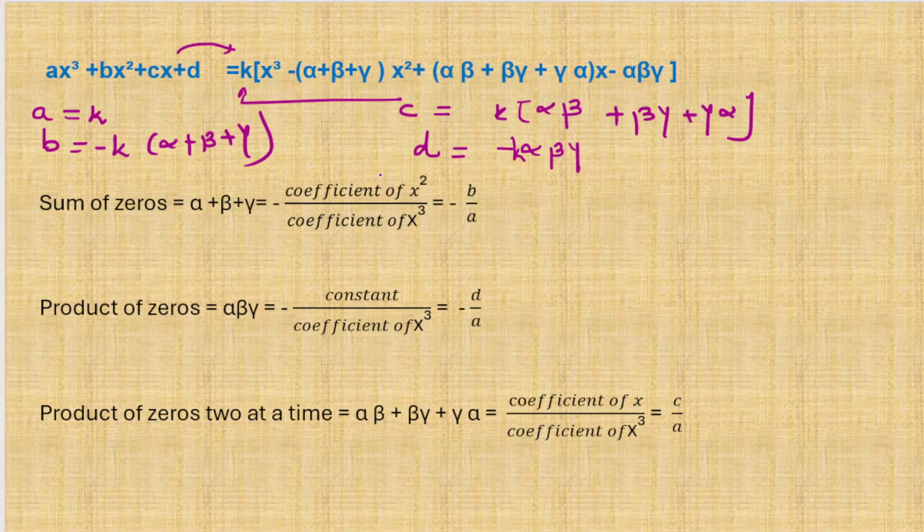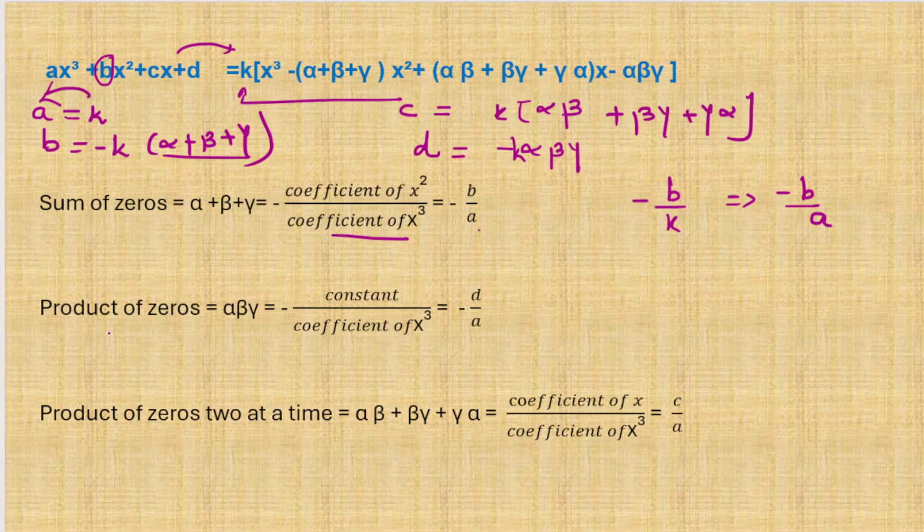Okay. Now, what we are going to do, we find the sum of the zeros. So, sum of the zeros, alpha plus beta plus gamma, is equal to how much? Minus b by k. What is k? k is equal to a. So, you put a here, so it will become minus b by a. What is b? b is the coefficient of x square. And what is a? Coefficient of x cube.